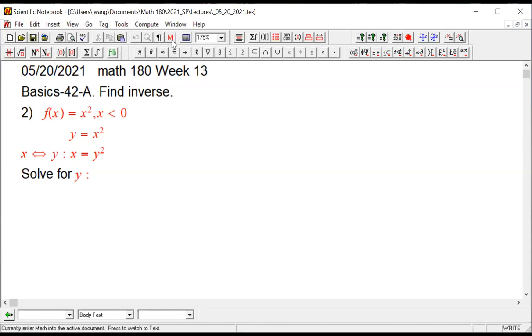But be careful. Along the way, there are a couple of things I want to point out. If we take the square root on both sides, you're absolutely right. Let's see what we get. Let's finish this one. Square root of x equals the absolute value of y.